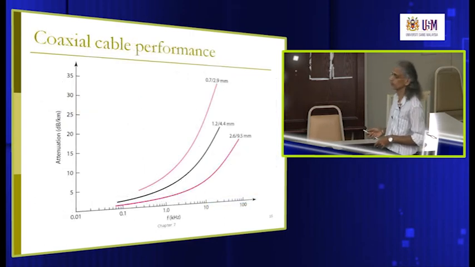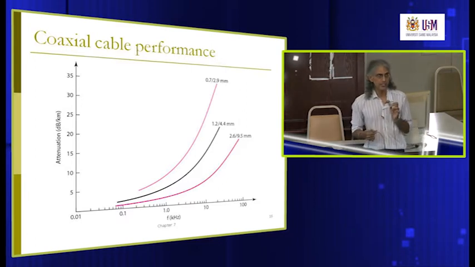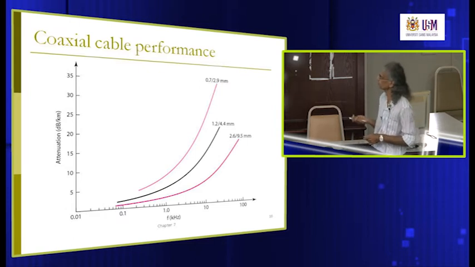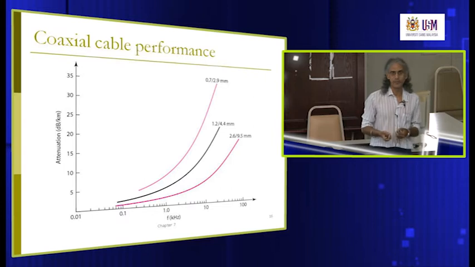So again, this shows the performance of different standards of coaxial cables. Same graph: this is basically the attenuation, or loss of information per kilometer, and this is the frequencies. Same thing. A thinner cable, 0.7 millimeter, 1.2 millimeter, or 2.6. So the 2.6 millimeter core coaxial cable does not lose much information compared to a thinner cable. So a thicker cable is always better. Again, same principle.